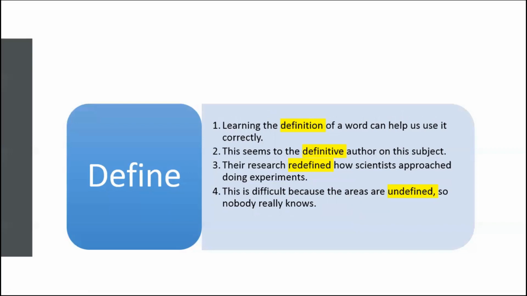Okay, so again, different meanings. Definition of a word, so the meaning, how it's used. Definitive author really means the main author. The research redefined, so they made changes, became something new. And some areas are undefined, so they have no real names, they have no definitions.